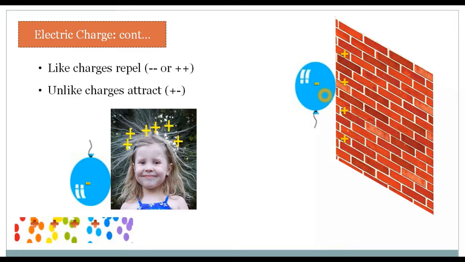And that is how an uncharged body, that is here the wall or bits of paper, gets attracted towards a charged body, that is a balloon here.